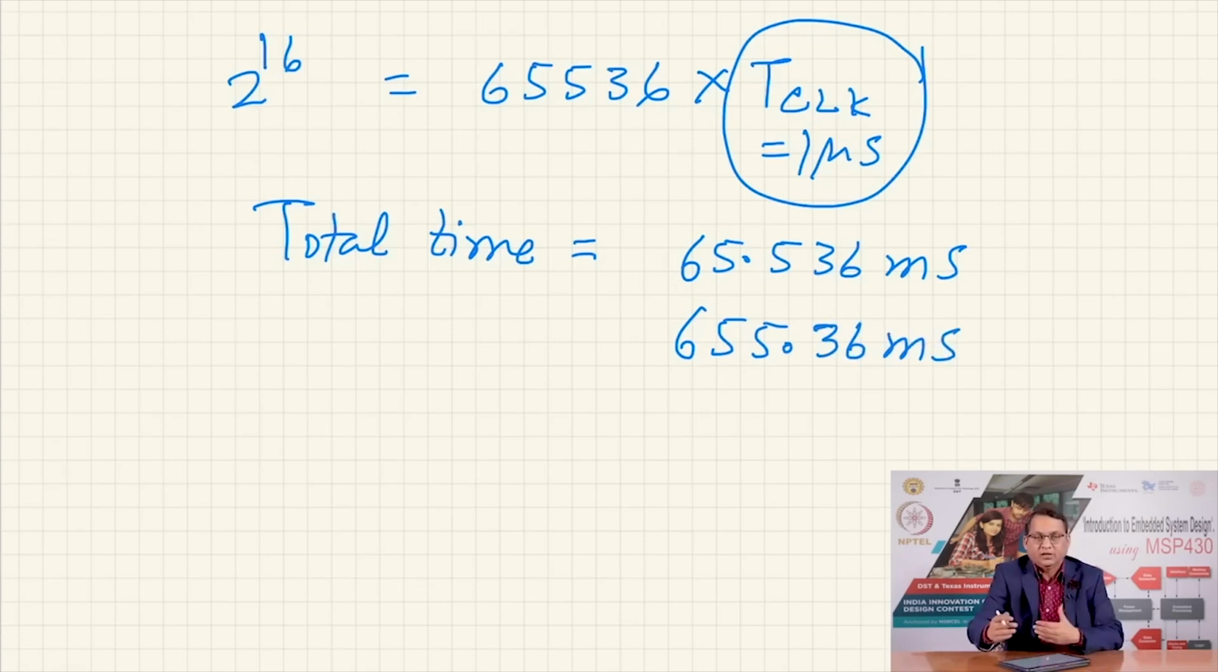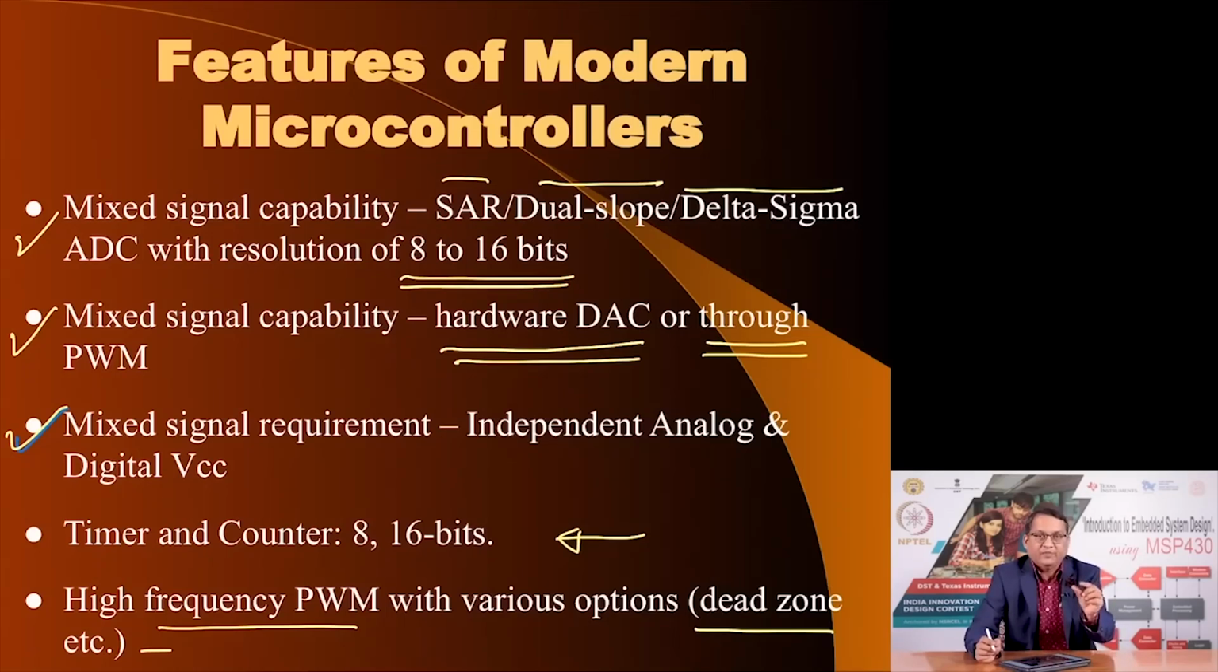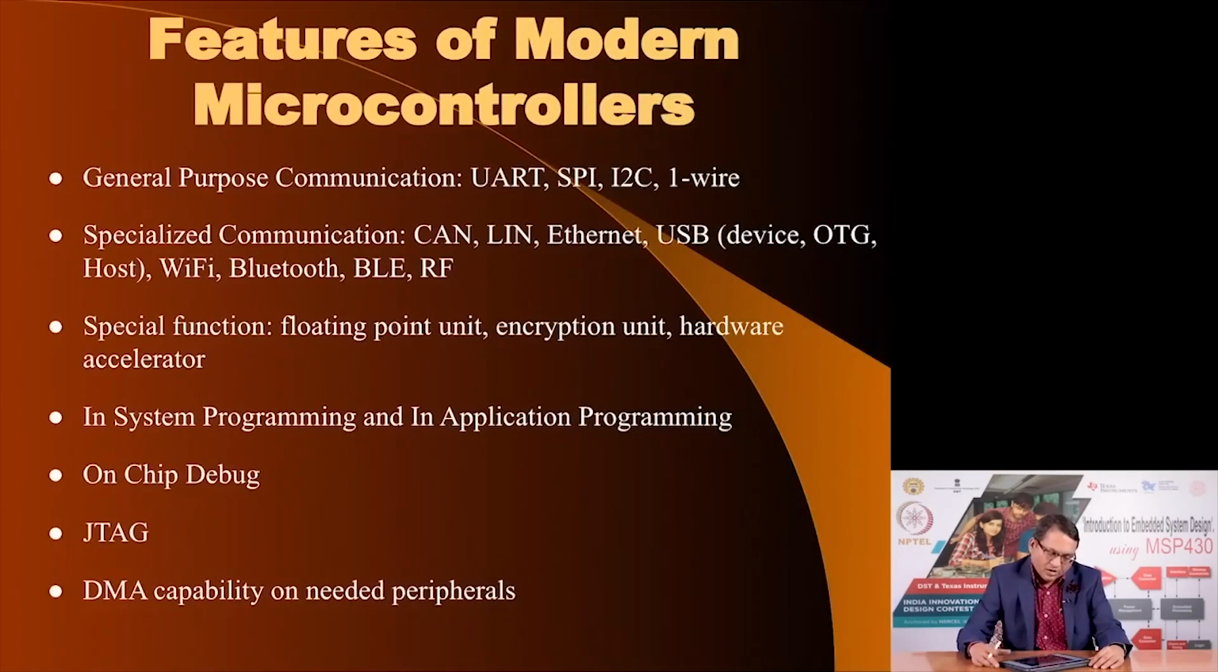So, you can trade off the resolution with the dynamic range, that is, the maximum time that you can measure, and that choice would be available to you. What do you want to have? It also offers high frequency pulse width modulation signals with various options. One of them is called dead zone. Dead zone allows you some rest time between two signals, which some specialized devices require. You should read the data sheet of your microcontroller to find out what options are available to you.